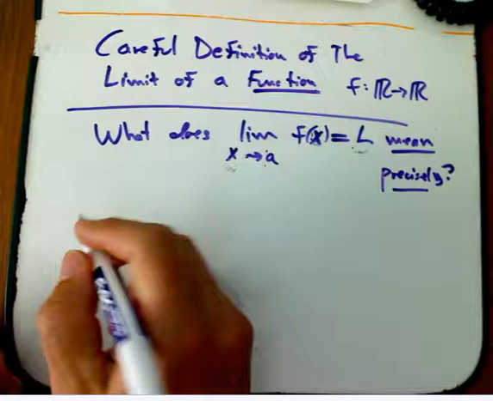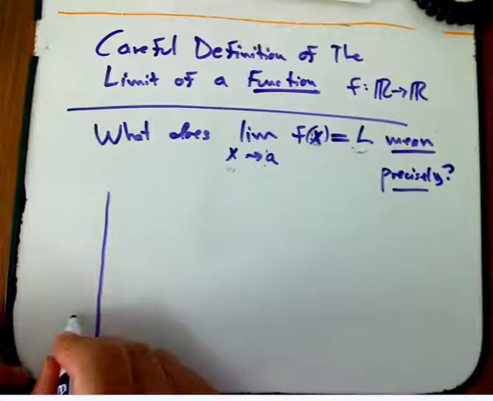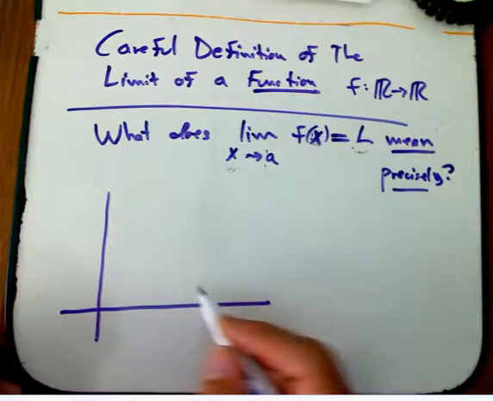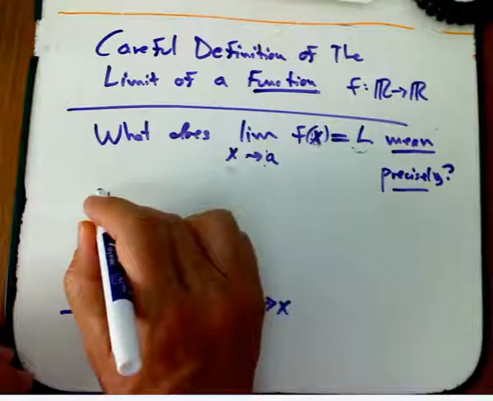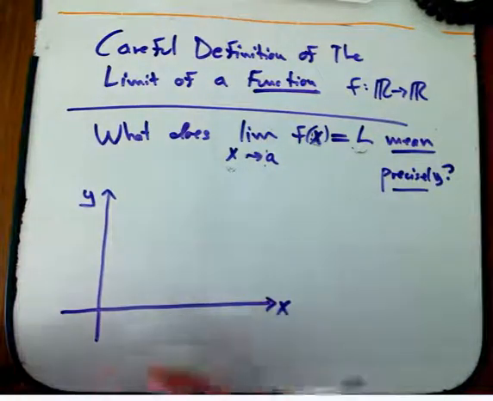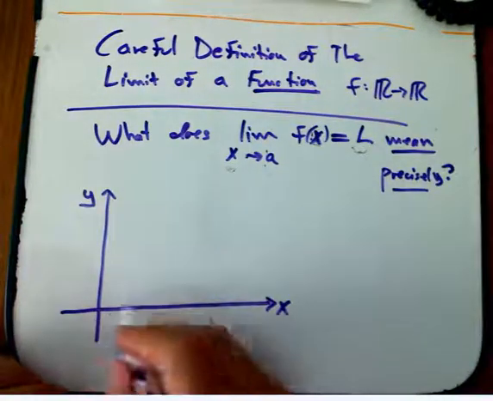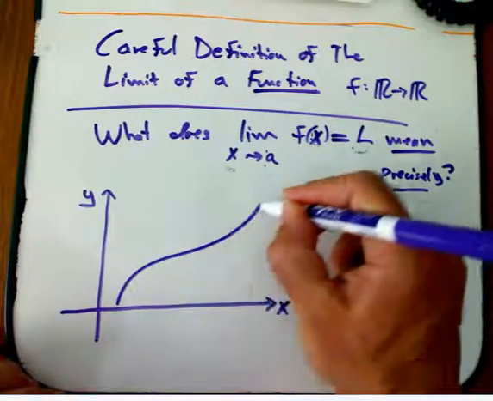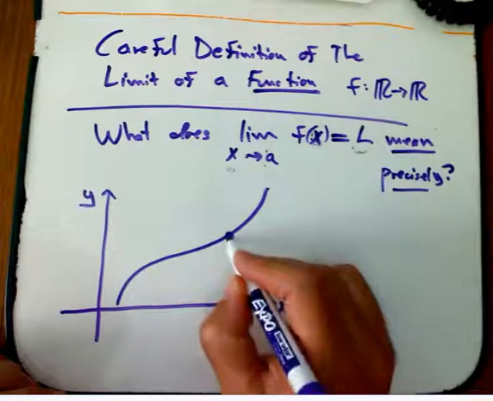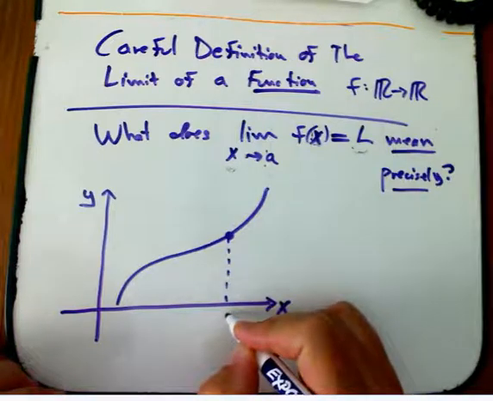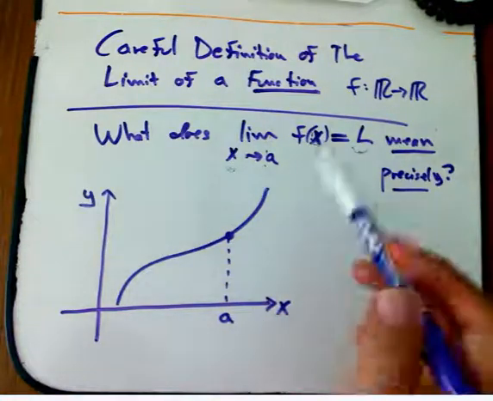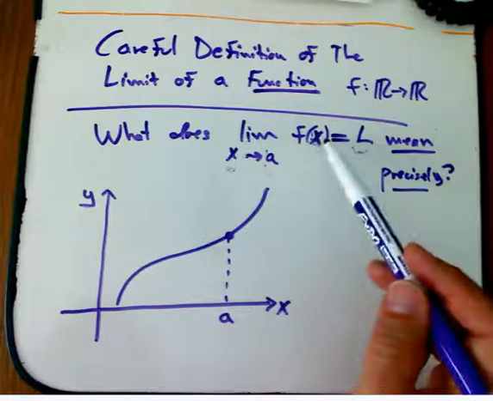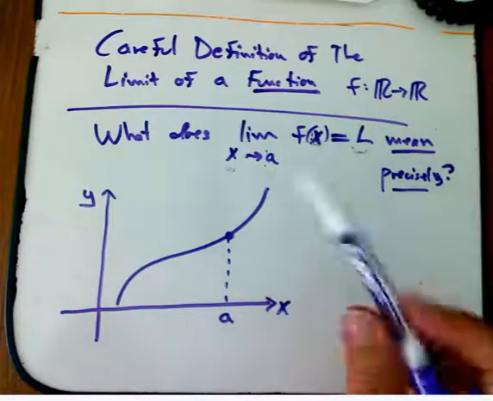Well, we do want a picture. We don't want to just be purely formal. I'll start with x and y, although I'm going to change to a concrete example as soon as I reasonably can, where the variables are going to be a little different. So we have some function, and I'm interested in the values of f of x when x is near a.